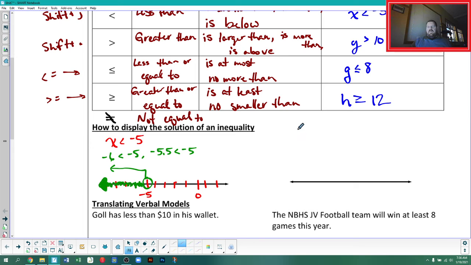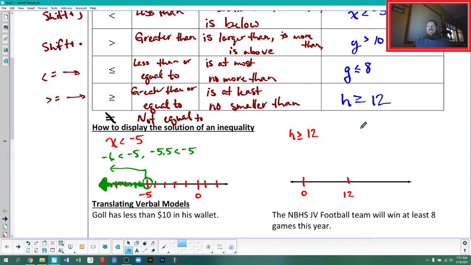Another thing that we have to deal with, let's look at one of our greater thans or equal tos. Let's look at h is greater than or equal to 12. So again, I need to know where 0 is, and I need to know where 12 is. Those are the two numbers that I need to see. And so what numbers satisfy this?